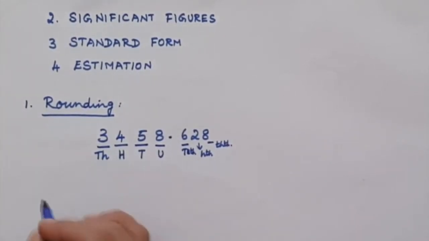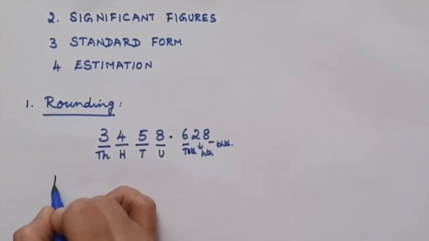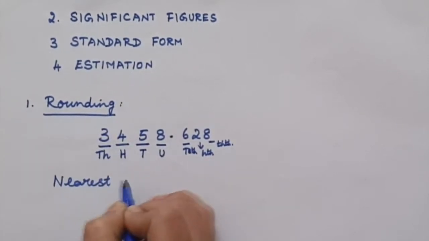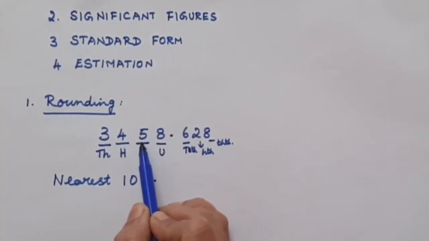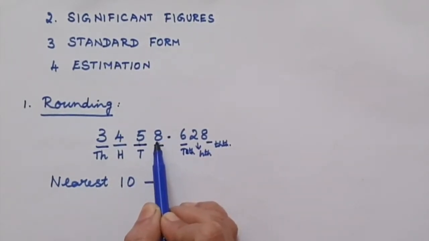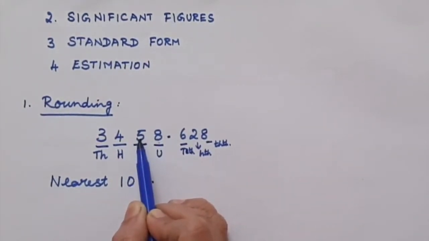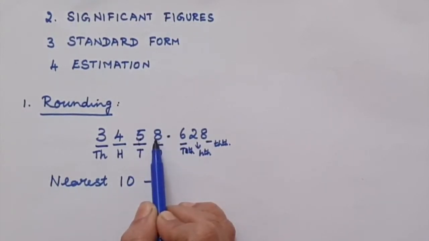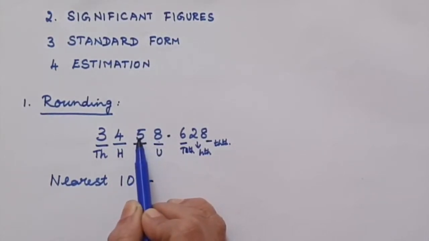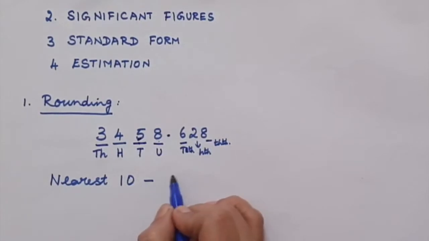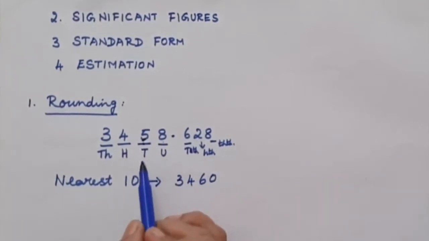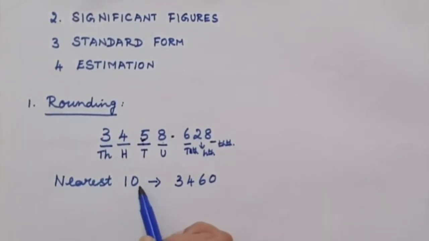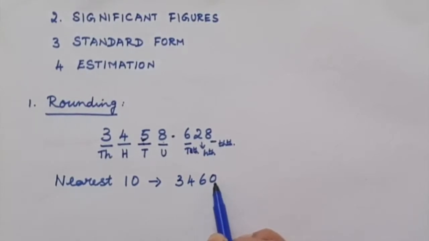Now if you are going to round our number to the nearest 10, this 5 is in the tens place. We look at the next number. If it is 5 or more than 5, we add 1. Otherwise, we just leave that number. Since we have an 8 here, and 8 is more than 5, we add 1 to the tens place. So our answer becomes 3460, with 6 in the tens place.